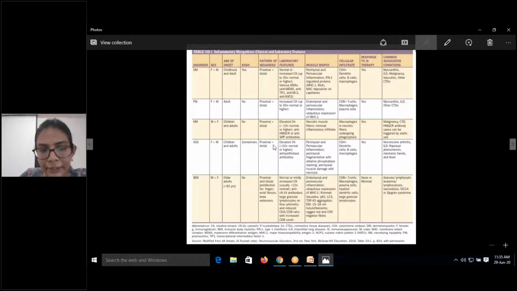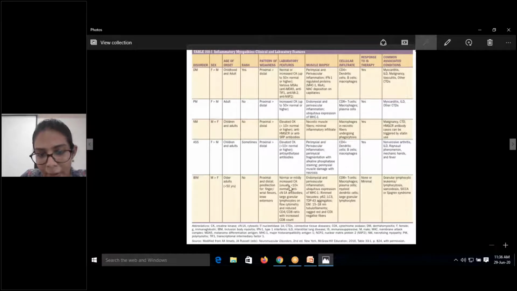Whereas in necrotizing myopathy, it is always elevated. It can never be normal, and it is usually elevated more than 10 times. So you can't see normal levels in necrotizing myopathy, whereas in dermatomyositis and polymyositis you can sometimes see normal levels. Again, coming to the antisynthetase syndrome, you have more than 10 times elevation of creatine kinase.